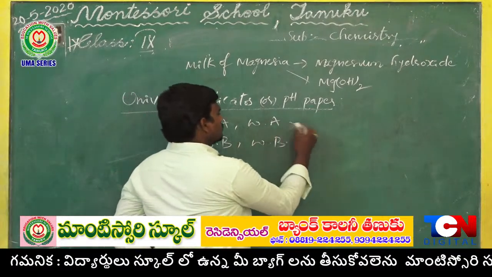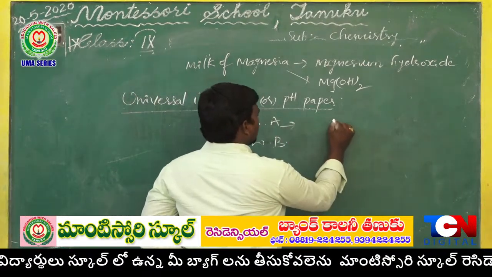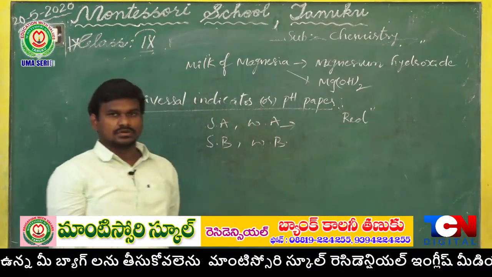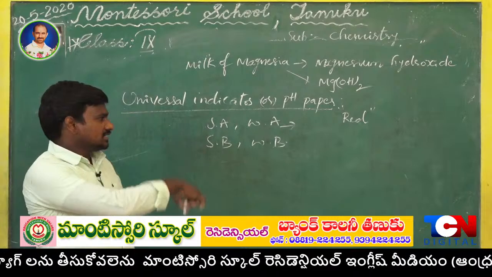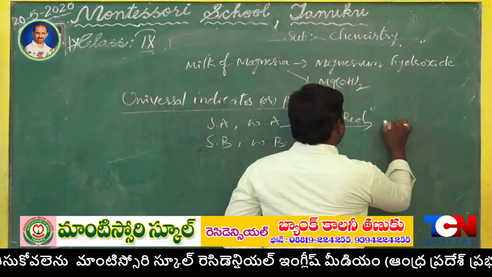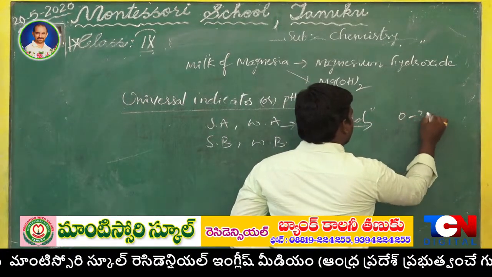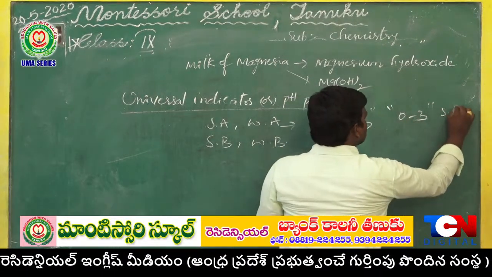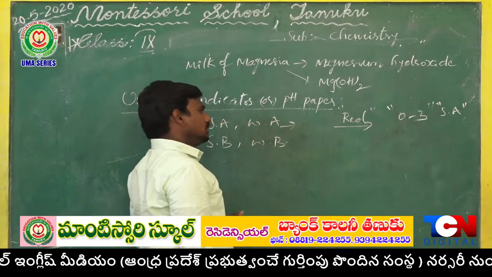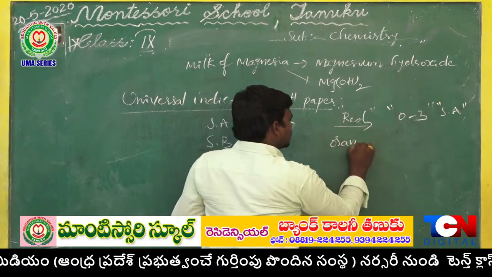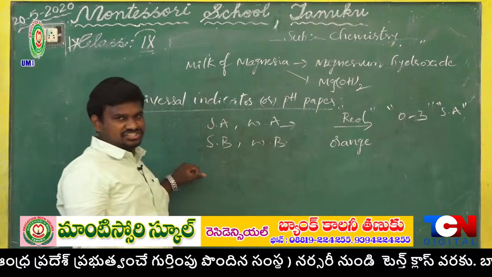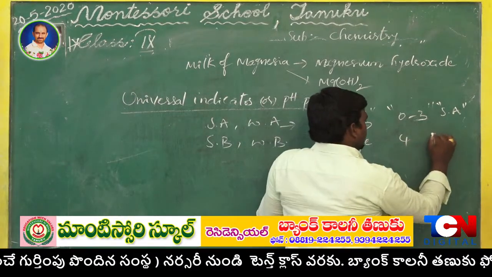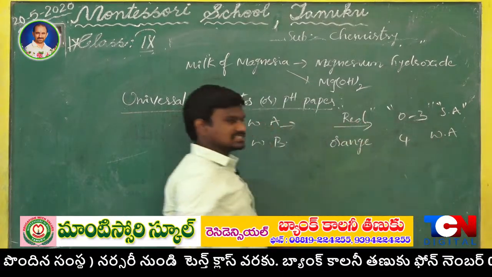This pH paper is also used to know the strength of acid or base. If the pH paper color is red when it is placed in a solution, the pH range is 0 to 3, the range of strong acid. Next, if the pH paper color is orange, its pH is nearly 4, that means the range of weak acid.